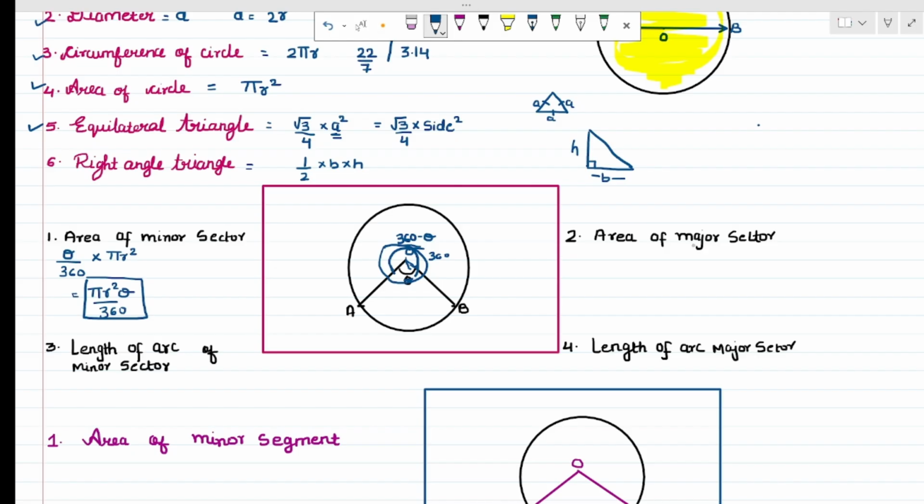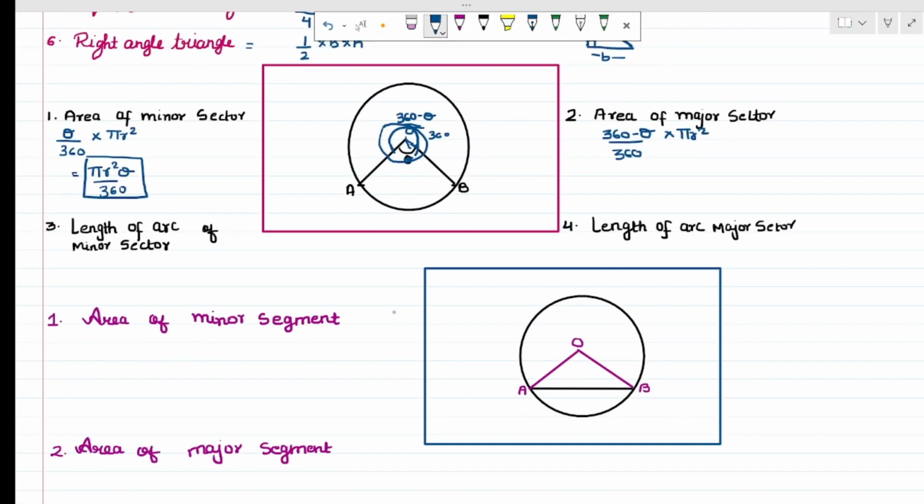So how can you form the formula for major sector? First of all, write 360 minus theta, the angle which you need to know. Then write 360, that means the whole angle of a circle, times pi r square, that means the area of a circle. Or the other way, first find this theta and then you can find the area of major sector. This part is called the major sector. This smaller part is called the minor sector.